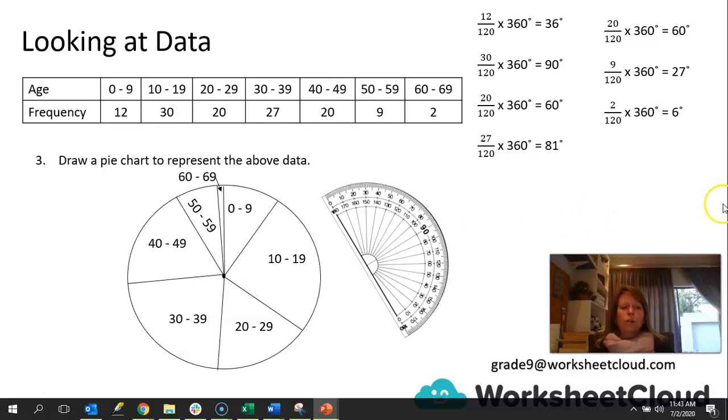So that is what your pie chart would look like according to the data that we were given about the people that attended a wedding. Right, everybody happy? Remember, if you want to ask any questions, send your question to grade 9 at WorksheetCloud.com. And like I said to you earlier, I know this is not the first time that you've drawn a pie chart, but they can get quite tricky. If you're not very accurate, then you end up running out of sections on your pie chart to draw in the segments.